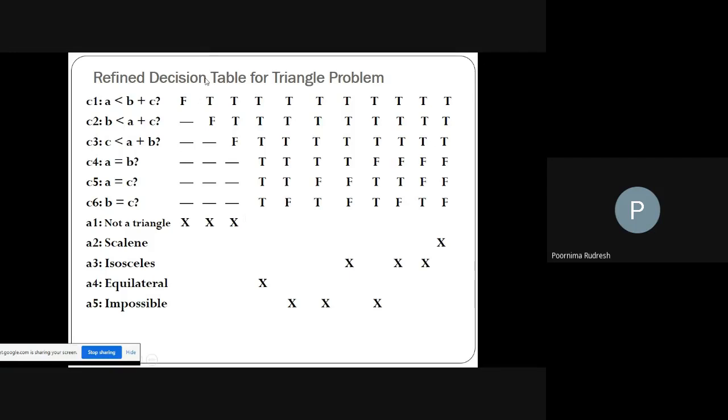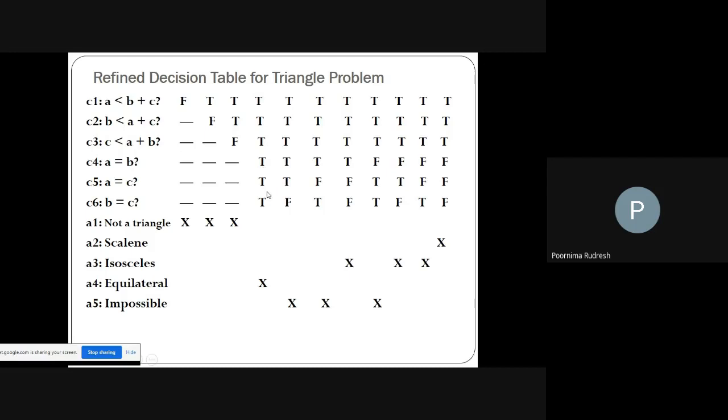So if it is not a triangle, then no need to check what type of triangle it is, because it is not at all possible to construct the triangle. If it is not possible to construct the triangle, then there is no need to know about the type of triangle. Okay, next we'll move on to the other rules. So this rule says that if all 6 conditions C1, C2, C3, C4, C5, C6 are true, then what type of triangle? The first three conditions say that we can construct the triangle, and the remaining three conditions say the type of triangle.